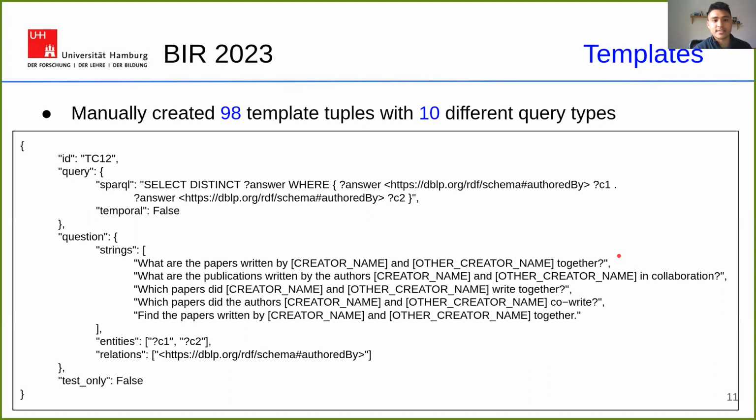First of all, we create a set of template tuples. These consist of 98 template tuples, which are grouped under 10 different query types. Here is an example of a template tuple. It consists of a SPARQL template, which consists of placeholders. For example, ?C1 here represents a placeholder for the entity IRI to be replaced. Similarly, it consists of a list of question strings. Here, these question templates also contain placeholders instead of the actual entity representation.